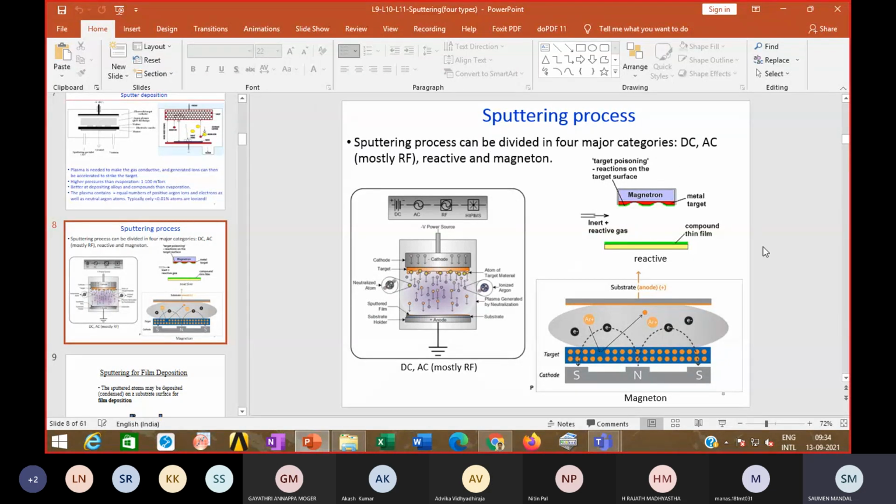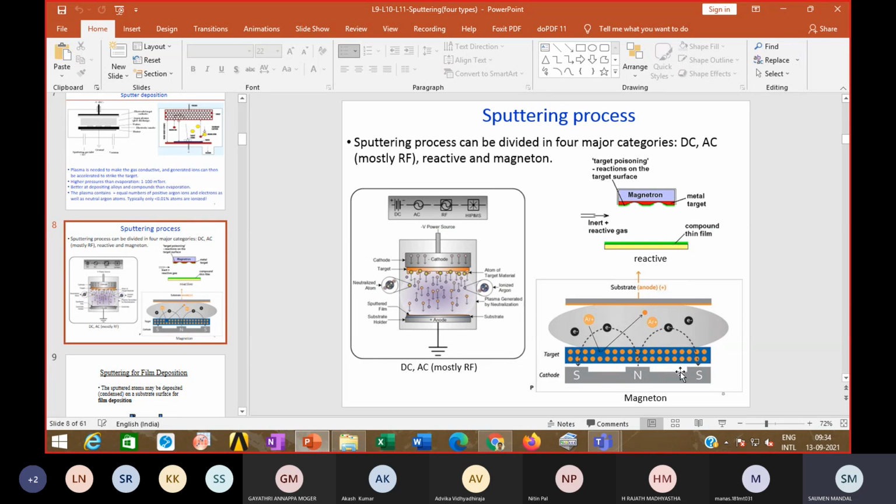Third one is reactive sputtering. So in reactive sputtering, what will happen? Inert gas plus the reactive gas is purged, and here plasma will generate, and due to this temperature and the reactive gas, whatever gas is there, it will take some atoms from the metal target itself and deposit them on the substrate side.